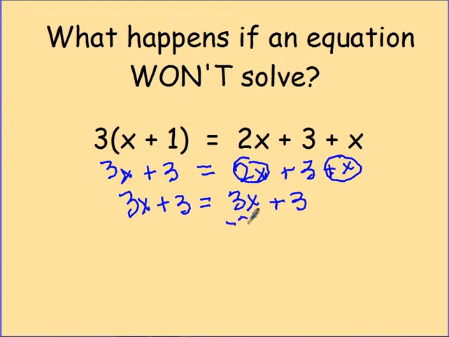When I take all my variables to one side and subtract 3 x's from both sides, all of my variables cancel, so I'm left with a positive 3 equals a positive 3. All my variables are gone. I have nothing left to solve for. So this is an example of when an equation won't solve. However, what I'm left with is a true statement.